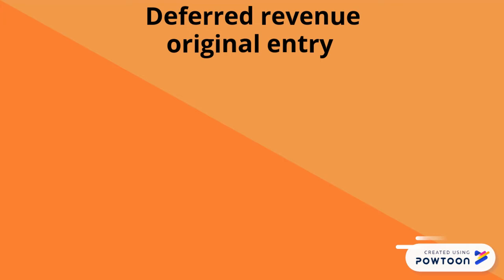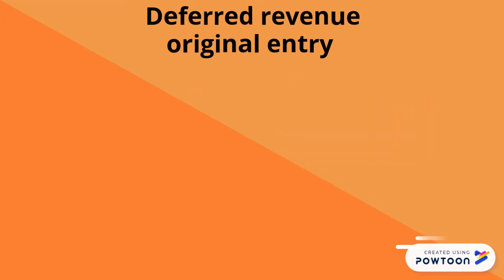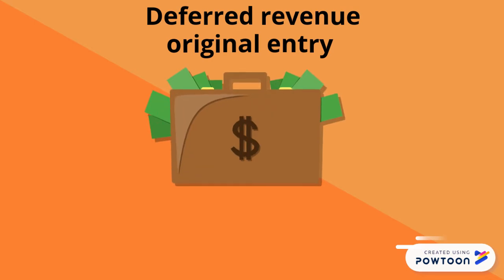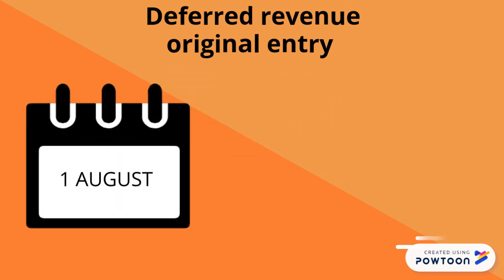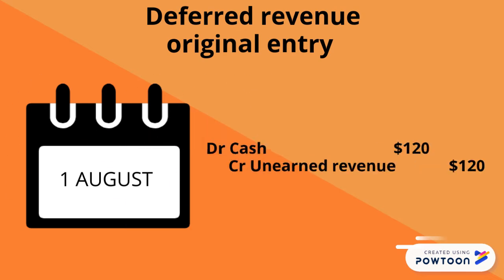Deferred revenue is when a company receives cash before it provides the good or service. For example, suppose Netflix receives a payment of $120 on August 1st from a customer for a 12-month subscription to its services. At this date, cash is debited for $120 and unearned revenue is credited for $120.